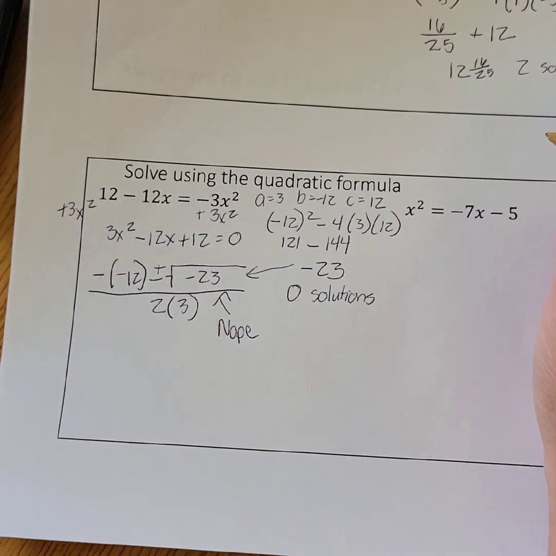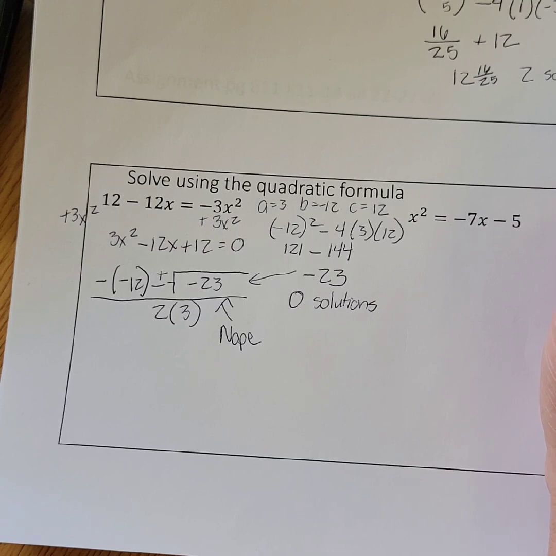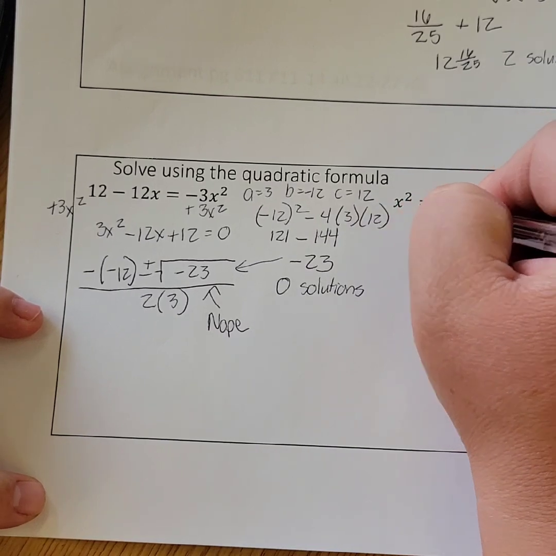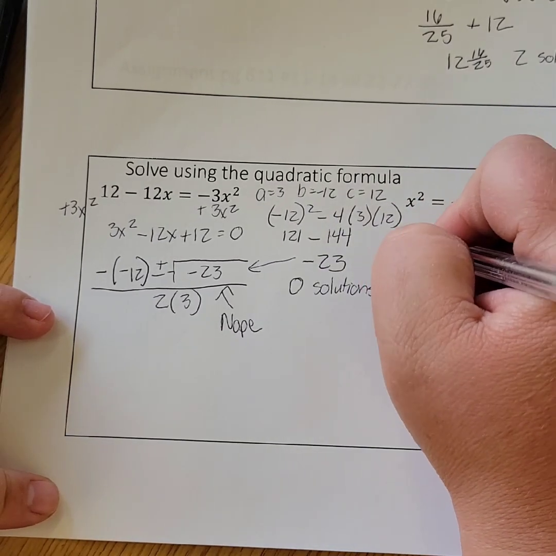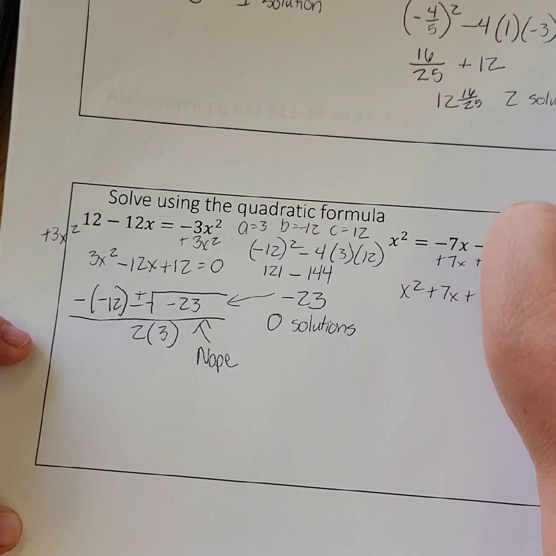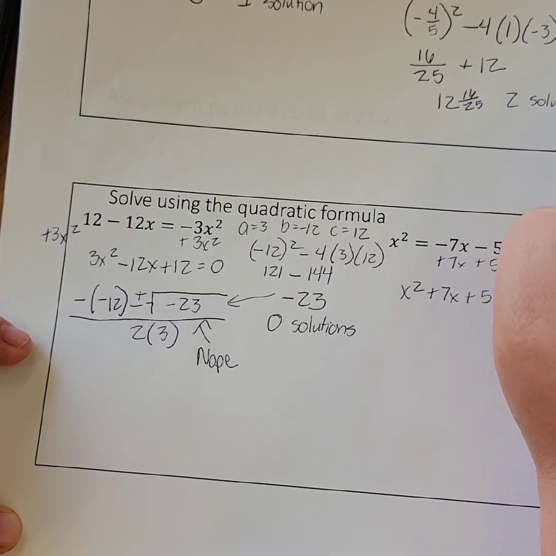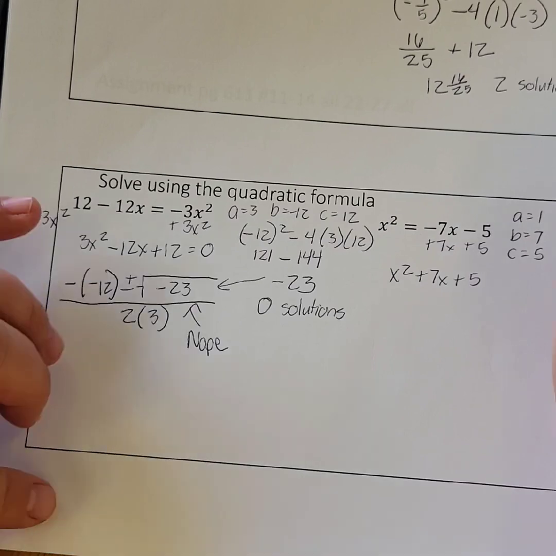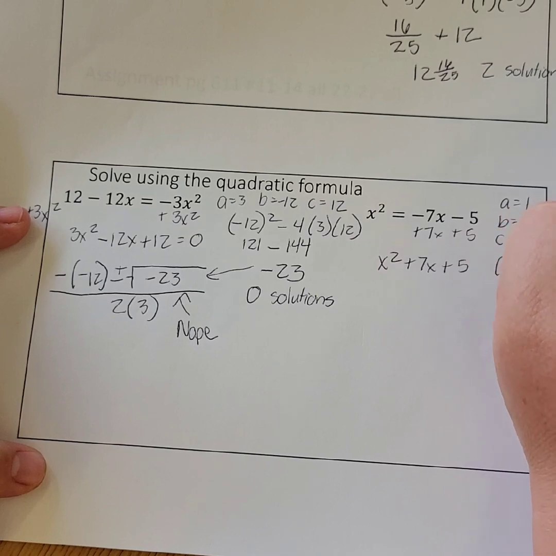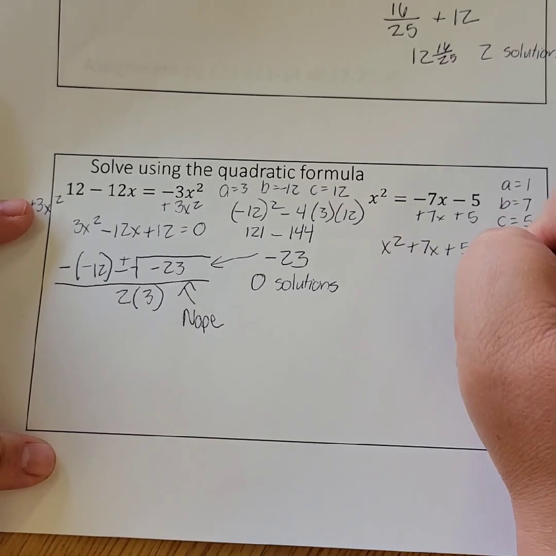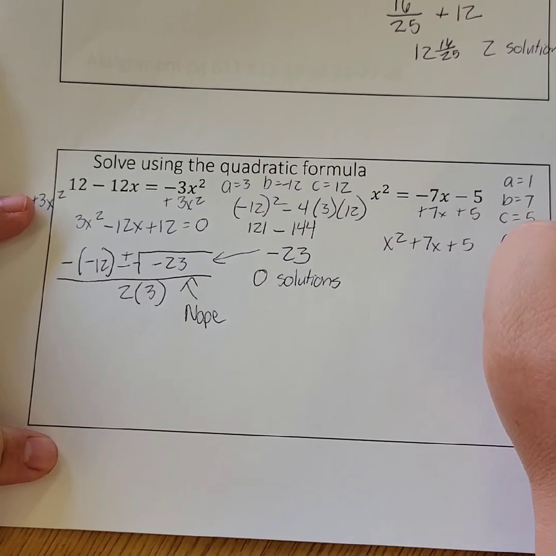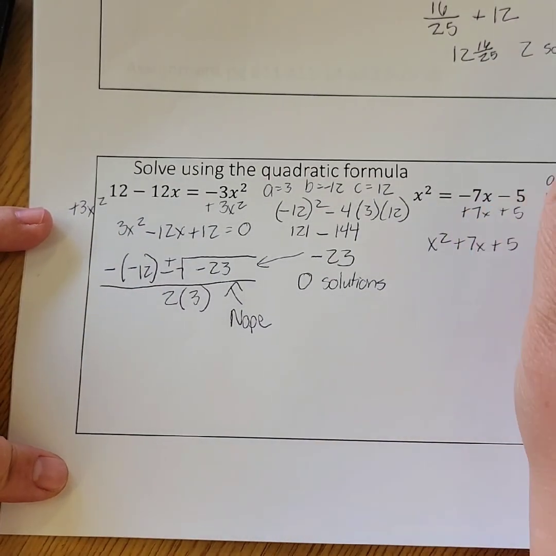All right, so then let's look over here. All right, so let's bring these two things over. So we're going to add. So x squared plus 7x plus 5. A is 1, B is 7, C is 5. Discriminant would be, let's see, 7 squared minus 4 times 1 times 5. So 49 minus 20 is 29. So we're going to have two solutions, so we can go ahead and do this.